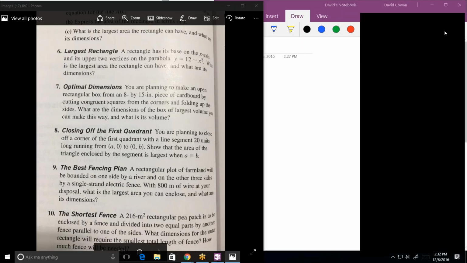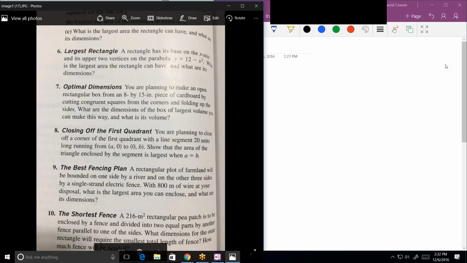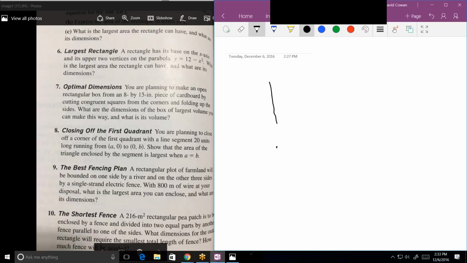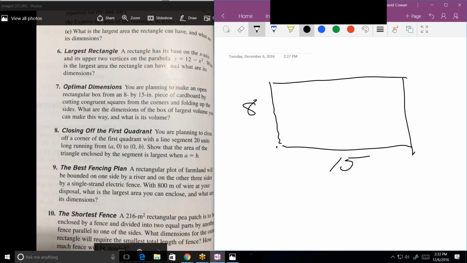The open box problem is really almost the perfect problem to work on. So we have a rectangular piece of cardboard, and it's 8 by 15. What we're going to do is cut squares out of each corner. And what that will leave is something that can be folded along these dotted lines up to make a box, an open box with no top. Can you see how that would happen?